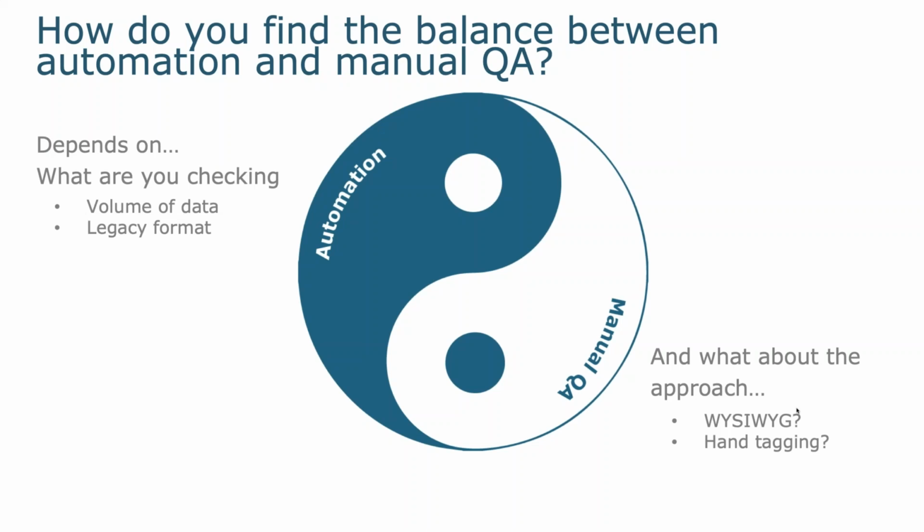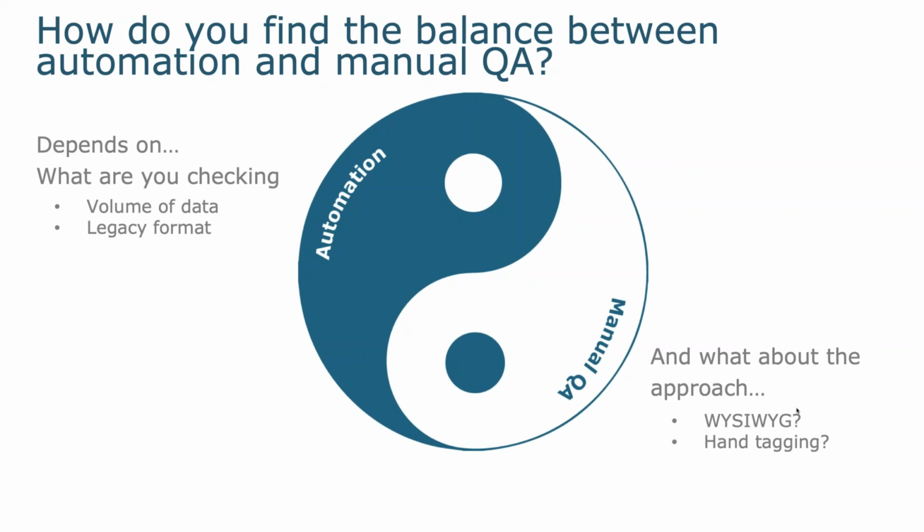For example, what exactly are you checking? If you're checking that the correct image is used, you might need to do it visually. But there are ways to also incorporate automated QA when you're dealing with images. For example, resolution, image dimension, the naming convention, even hotspotting can be done by automation.